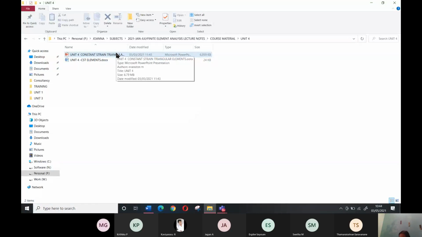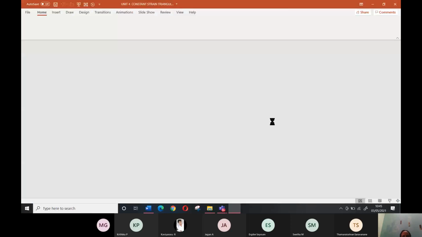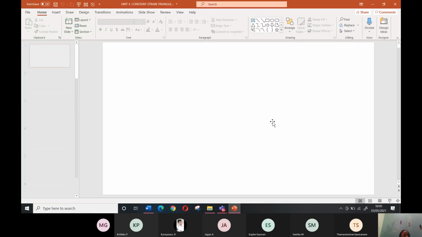Next unit, we have learned about the constant strain triangle element.